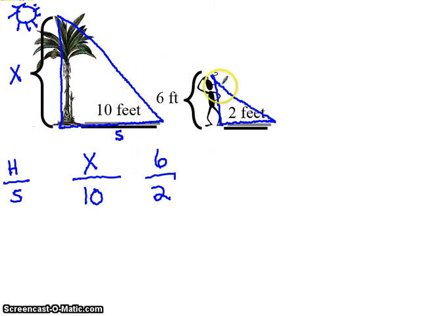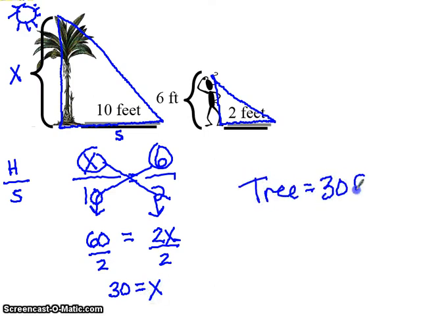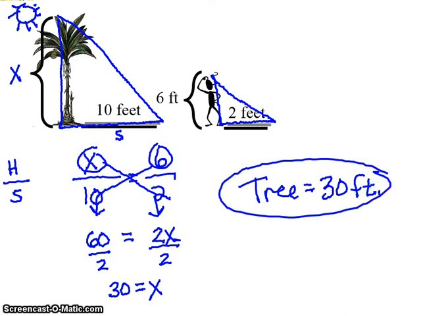Since the sun is hitting them in similar manners, we know that their ratios are going to be equal in value. x times 2 makes 2x. 6 times 10 makes 60. So 60 is equal to 2x. Divide each side by 2, and we get 30 is equal to x. So the tree is 30 feet tall. And we didn't even have to measure it. That is called indirect measurement.